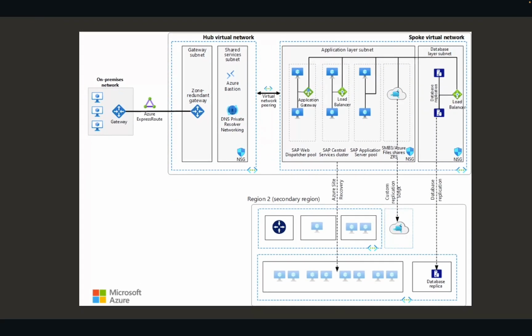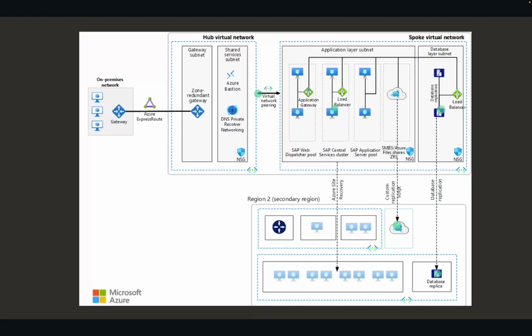Good. Now let's look at the diagram which has a lot more resources apart from the network. You can see there is a virtual network peering between the resources, and the traffic is flowing from the dispatcher pool to the central services cluster, and then it is flowing from the application VMs via the subnets to the databases, and there is a shared services. There is an SMB3 Azure file share as well for high availability. There's a database replica in the secondary region as well. Now let us understand this diagram a bit more.